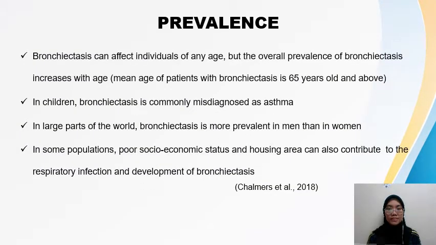For the prevalence, bronchiectasis can affect individuals of any age, but the overall prevalence of bronchiectasis increases with age. The mean age of patients with bronchiectasis is 65 years old and above, while in children, bronchiectasis is commonly misdiagnosed as asthma. In large parts of the world, bronchiectasis is more prevalent in men than in women, and in some populations, poor socioeconomic status and housing area can also contribute to respiratory infection and the development of bronchiectasis.